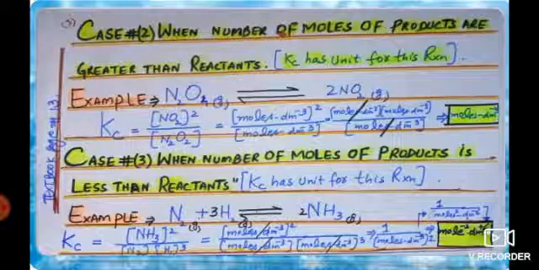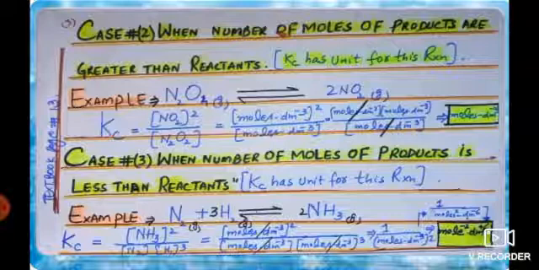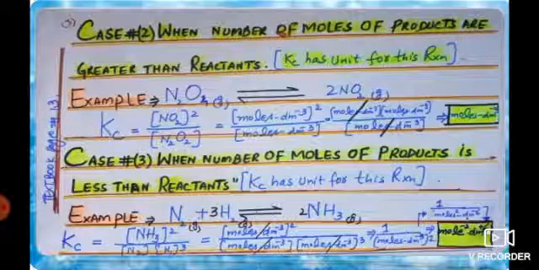So the moles per dm cube above, which has a power of 2, will cancel with the 1 mole per dm cube below and 1 from the cube moles per dm cube. They will cancel each other, and now we will get 1 by moles per dm cube whole square. When we write it in simple form, removing the square, it becomes 1 by moles square and dm minus 6.